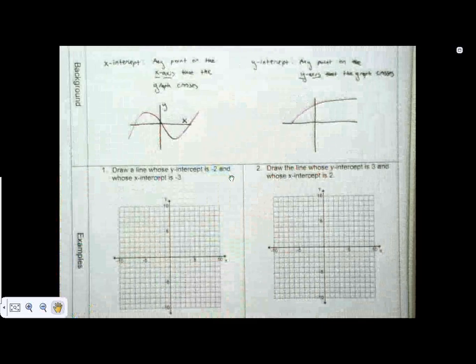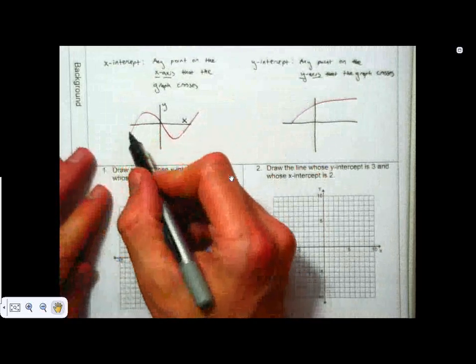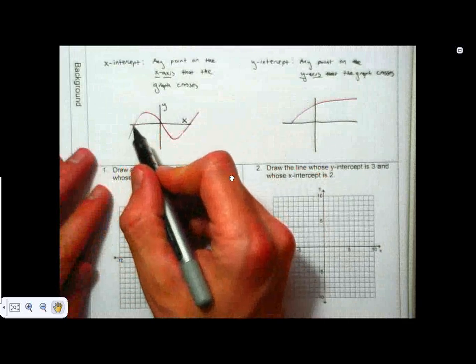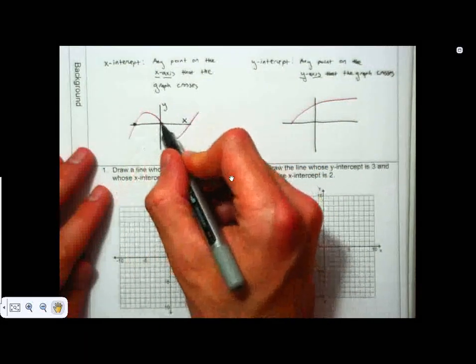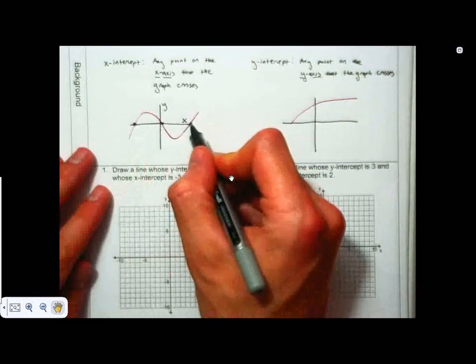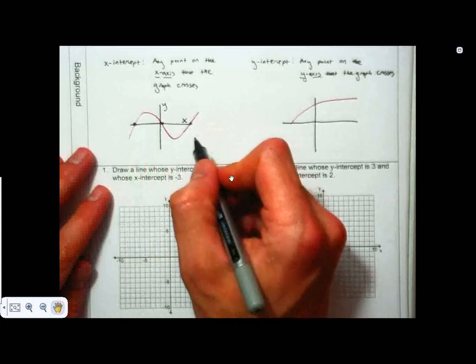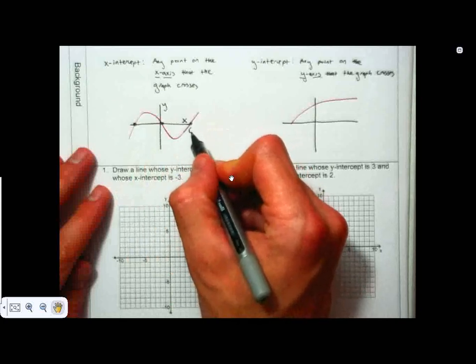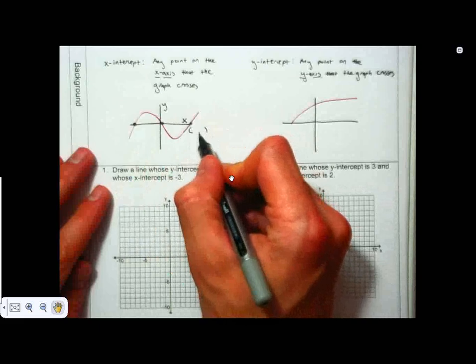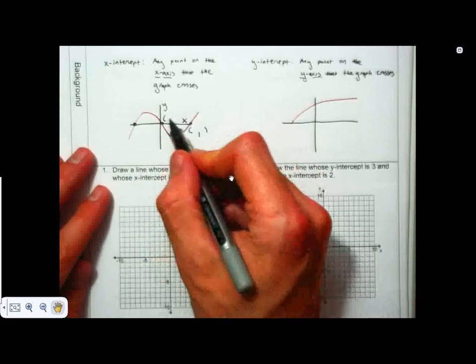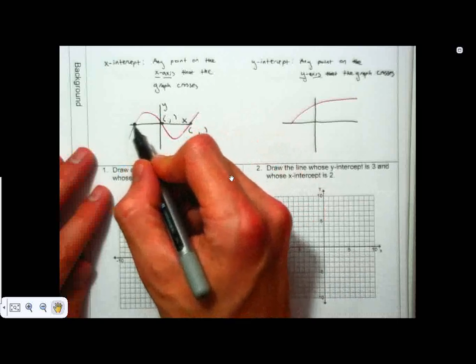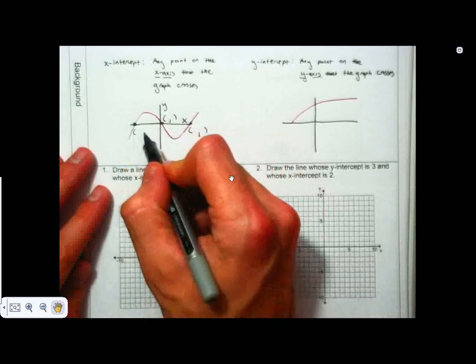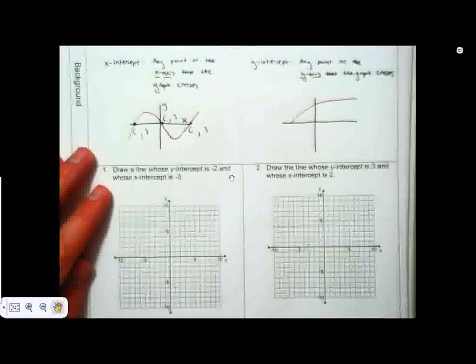And so what you'll notice is that the graph crosses the x-axis actually in three places. So one place the graph crosses is right here. Another place is right here. And a third place is right here. Those are points that are going to have x-coordinates and y-coordinates. And because they're right on the x-axis, these are called x-intercepts.